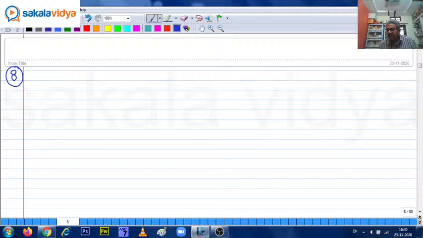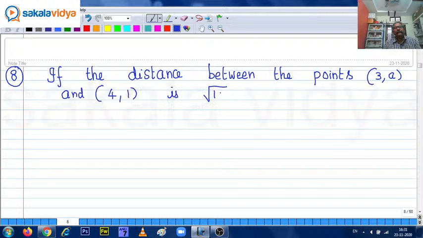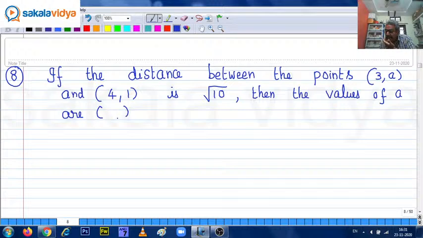Eighth question. So let us discuss eighth question. If the distance between the points 3, A and 4, 1 is root 10, that means root 10 units, then the values of A we need to find out.